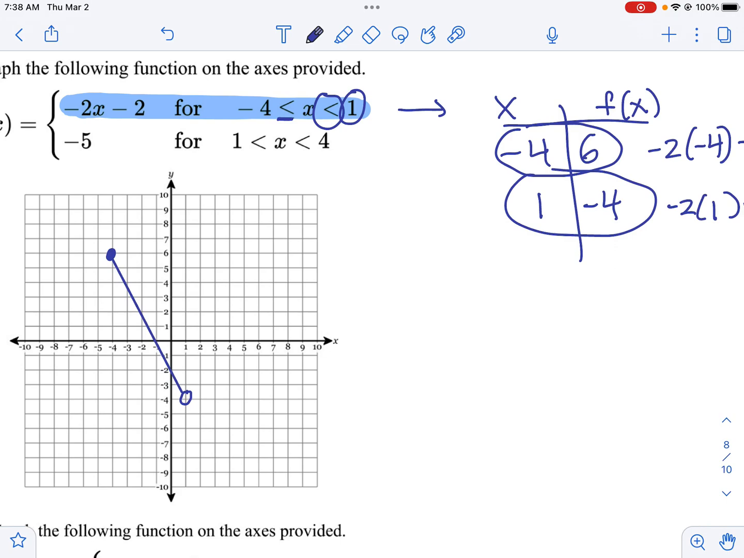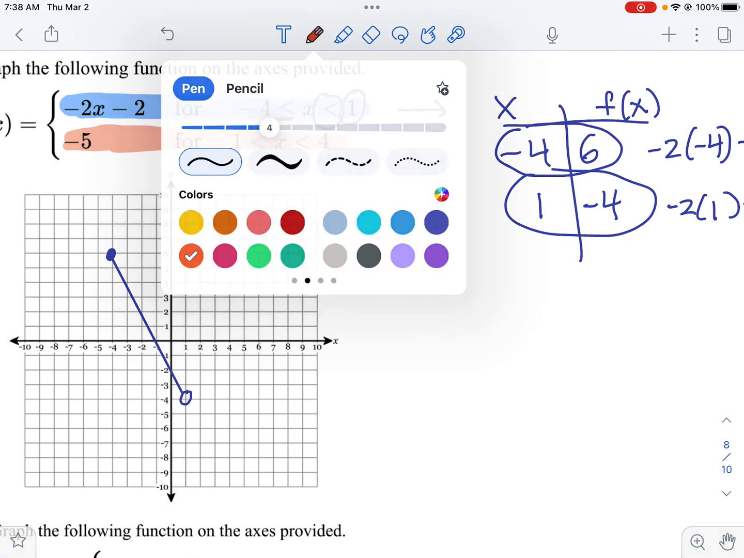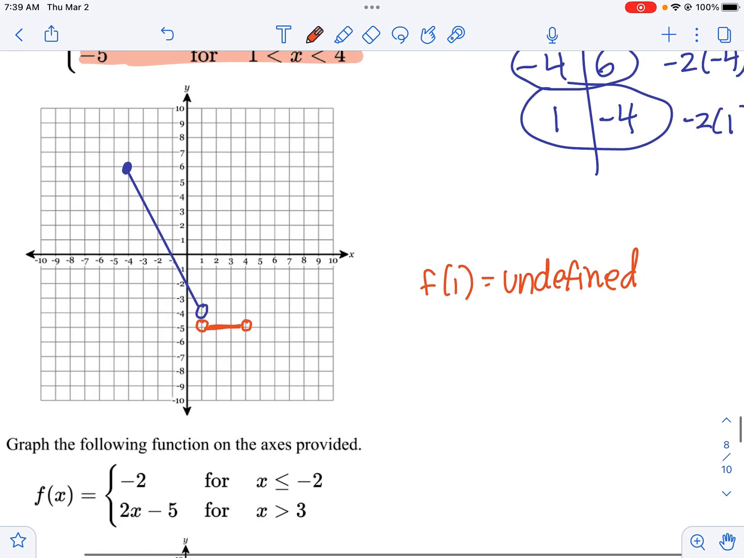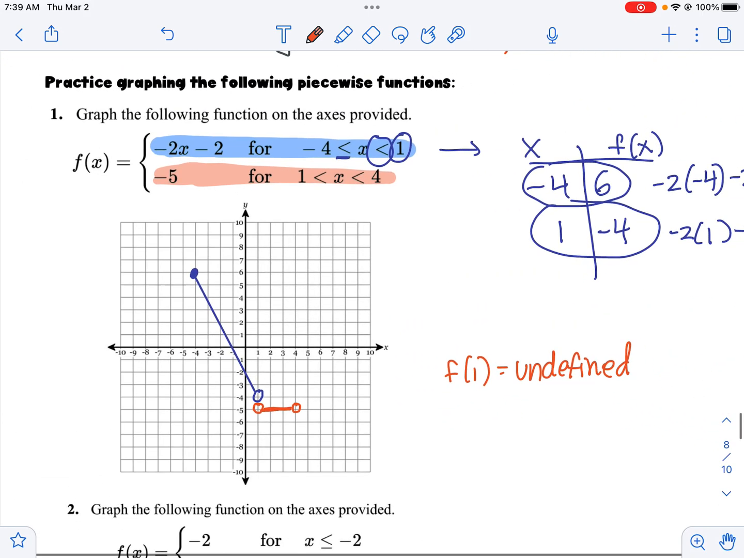Okay, and it's -5 for when x is between 1 and 4, but not including them. Okay, let's use a different color for that one. So it's just -5. Okay, for 1, -5, where's -5? Here. And again, open dot, because there's not an equal sign, up to 4. So if I asked you to find like f of 1, you would have to say it's undefined because it's not on our graph. Okay, so there's graphing a piecewise function.